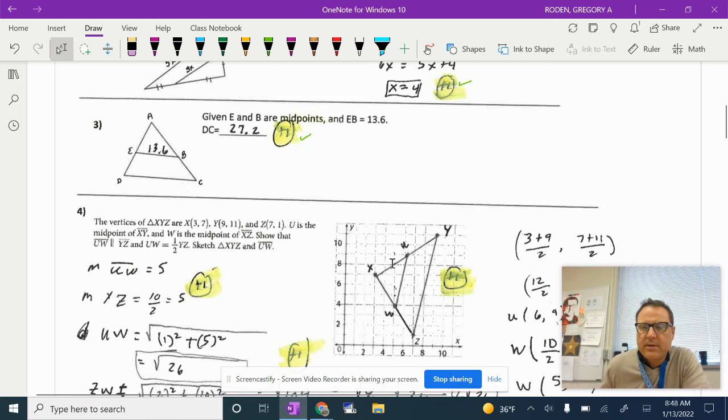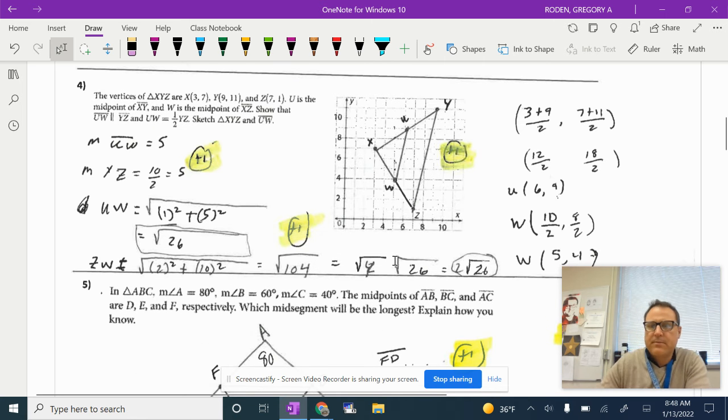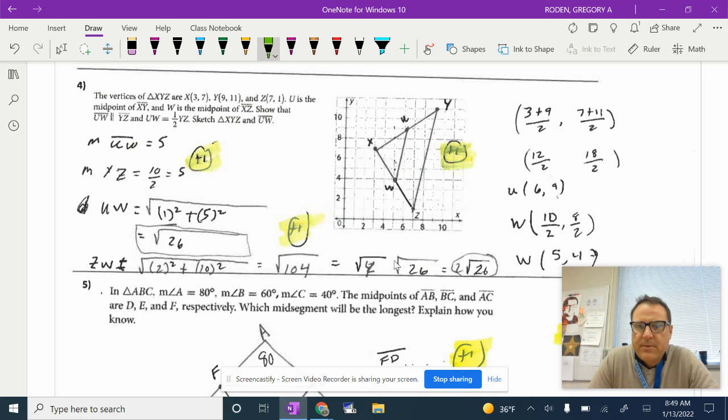Okay, so here's where things started getting a little shaky for some of you. Some of you tried to use the actual mid-segment theorem, but the question is not saying to use the mid-segment theorem. It wants you to actually show it. First of all, most of you did really nice on the graph. So congratulations, you guys are good at graphing points and drawing shapes. So I gave you a point for that. You also had to use the midpoint formula to find U and W.